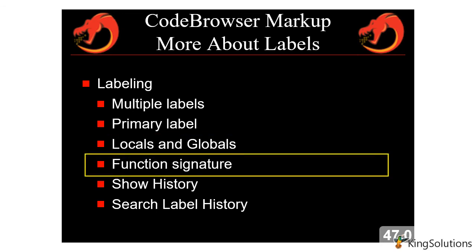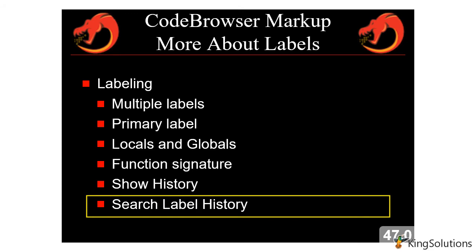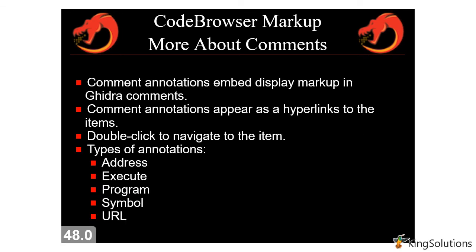Function signature. The function name in the function signature is the same as the primary label at that address. You can add secondary labels at the function entry point address, but only the primary label is reflected in the function signature name. Show history. Use right-click Show Label History to see how the label has changed and who changed it. Search Label History. You can use Search Label History to find an old label name that does not exist in your program anymore.